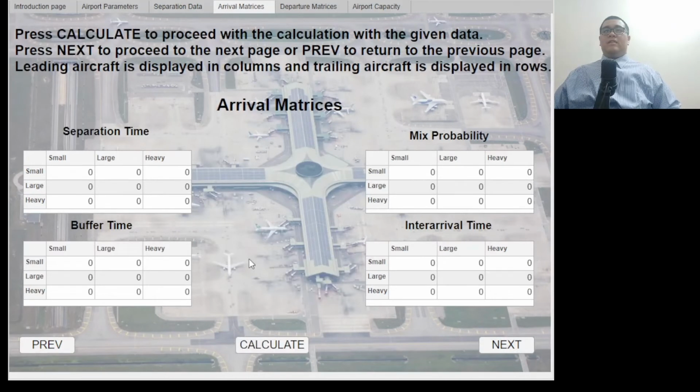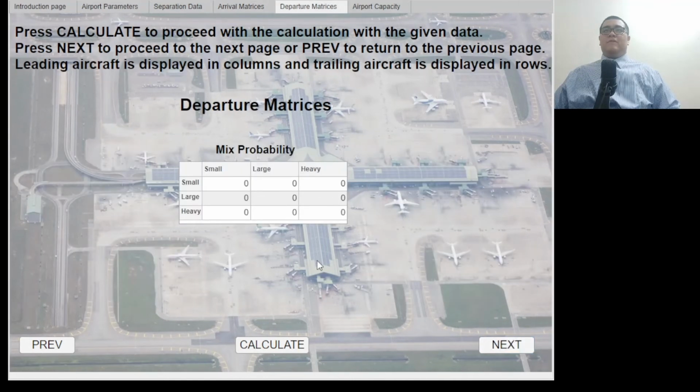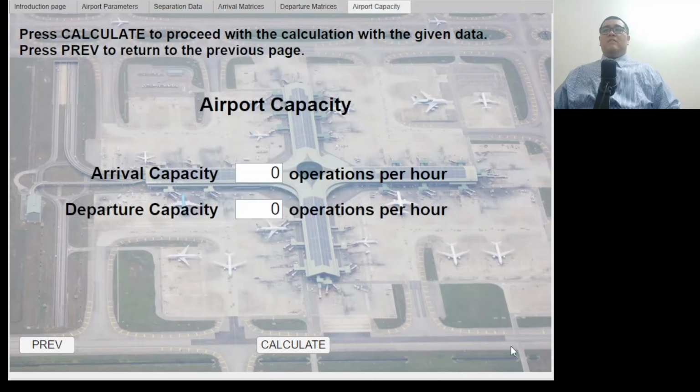So click next. So these are the arrival matrices. We have the separation time, the buffer time, the mixed probability, and inter-arrival time. And then next is the departure matrices. There's only one here, which is the mixed probability matrix. And finally is the airport capacity, which will show the calculated results.